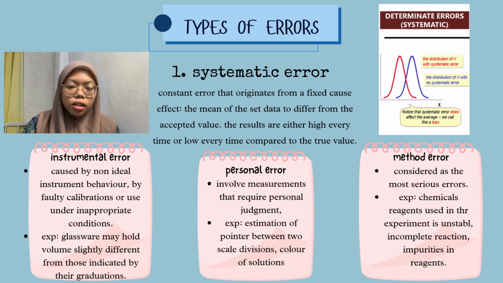For method error, it is considered the most serious error. For example, chemicals or reagents used in the experiment are unstable, incomplete reaction, or impurities in reagents.